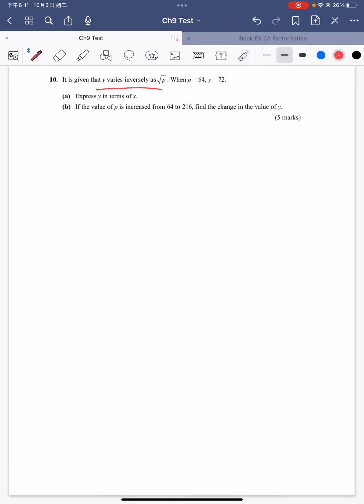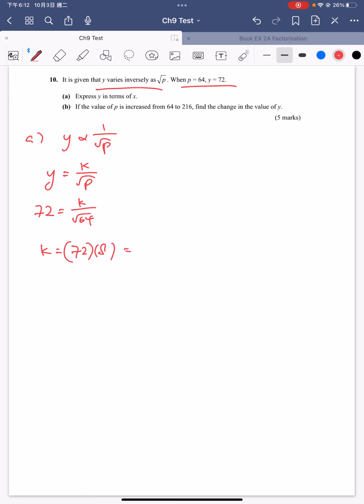We have y varies inversely as square root p, so that we have y is proportional to 1 over square root p. Then we can change the proportional sign to become equal to k. So we have y is equal to k over square root p. The condition is p equal to 64 and y is equal to 72. Then we can substitute in. So we have 72 is equal to k over the square root of 64. So now we have k is equal to 72 times 8. This one will give you 576.